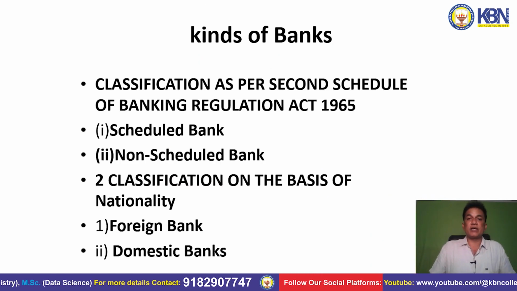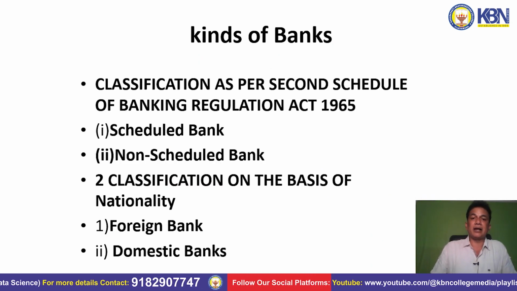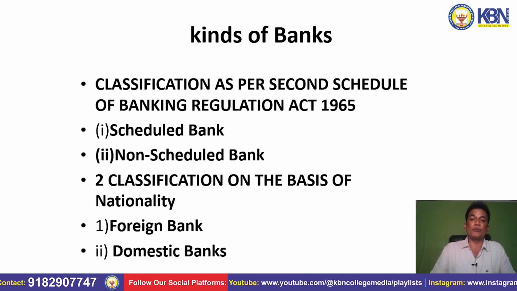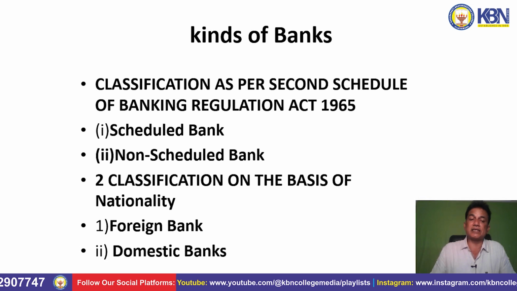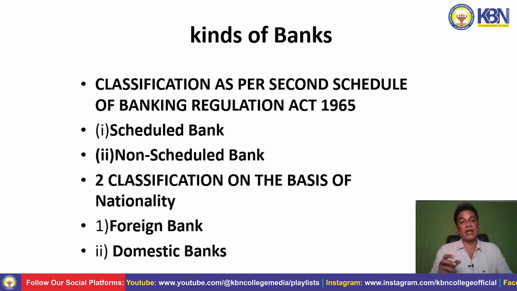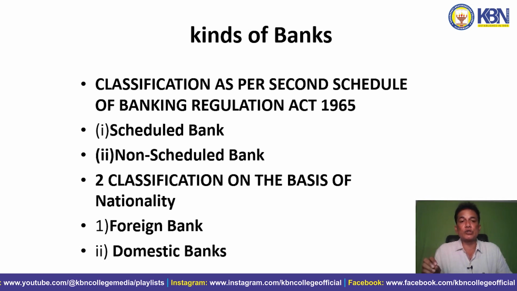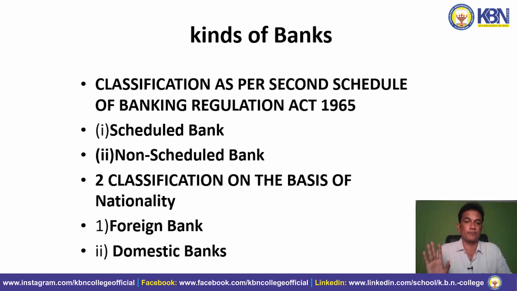So first one is kinds of bank, on the basis of classification. Here, classification as per the Scheduled Bank Regulation Act 1965. Banks are two types: scheduled bank and non-scheduled bank. As per Section 2 of the RBI Act, those banks registered are called scheduled banks. That means registered banks are scheduled banks.